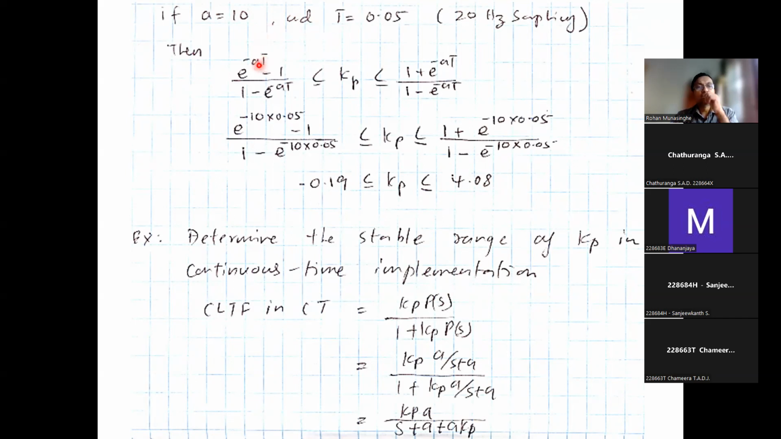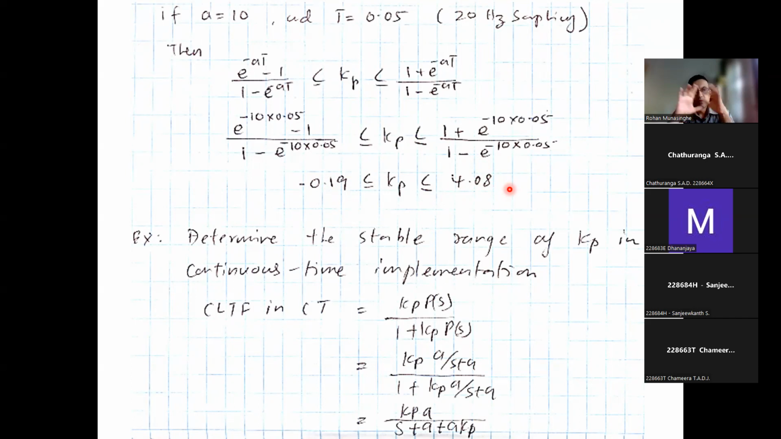Now you can substitute these numbers for A and T, and then if you do that, you will eventually get this one, right? Kp should be greater than -0.19, which is a negative value, and it should be less than 4.08. So there's a range. Okay. So any Kp within that range will make sure that the system is stable.